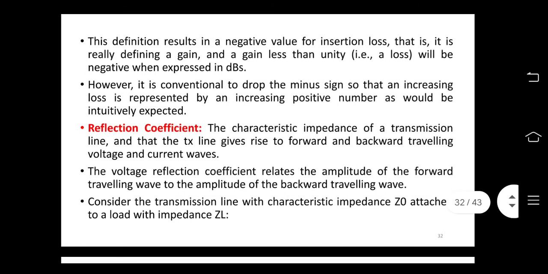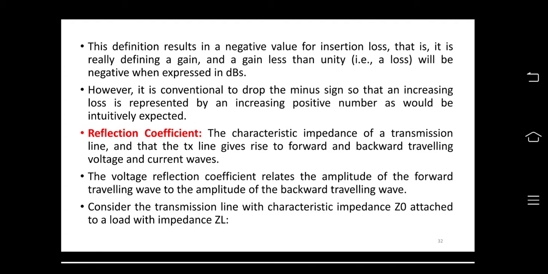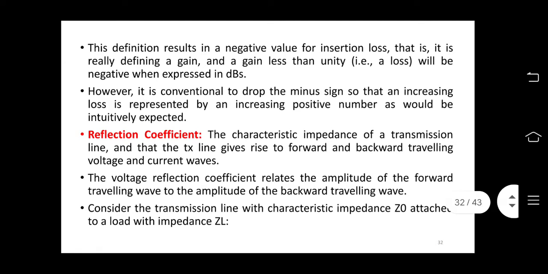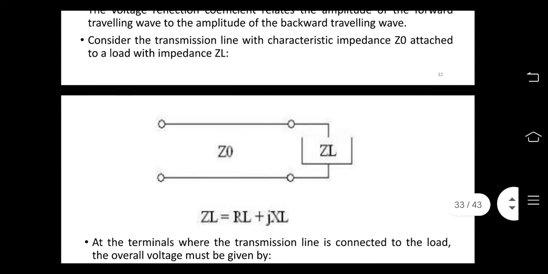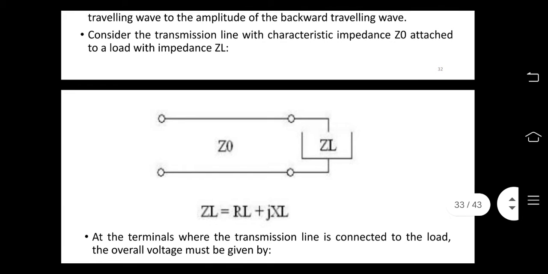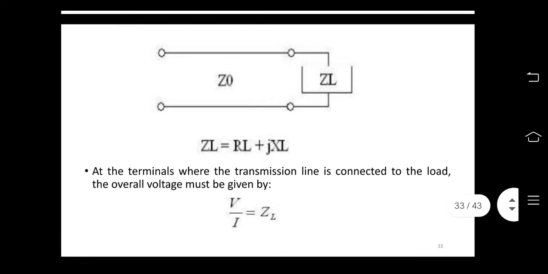And reflection coefficient. Consider the characteristic impedance of a transmission line, and that the transmission line gives rise to forward and backward traveling voltage and current waves. The voltage reflection coefficient relates the amplitude of the forward traveling wave to the amplitude of the backward traveling wave. So consider a transmission line with characteristic impedance Z0 attached to a load with impedance ZL. This is the diagram of it: the characteristic impedance Z0 and the load impedance ZL, where ZL is equal to RL plus jXL.